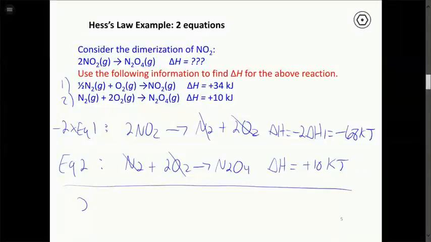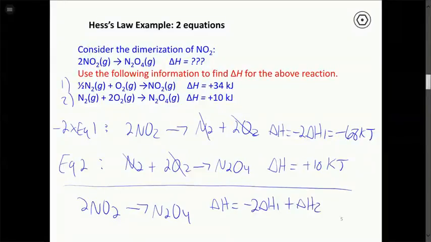And so our overall equation becomes the dimerization of 2NO2 to make N2O4. And the delta H for this is going to be the modified delta H for the first equation, which is minus 2 times the first delta H, plus the second delta H. So all we're doing now is just adding these two numbers together, minus 68 plus 10, and that gives us minus 58.